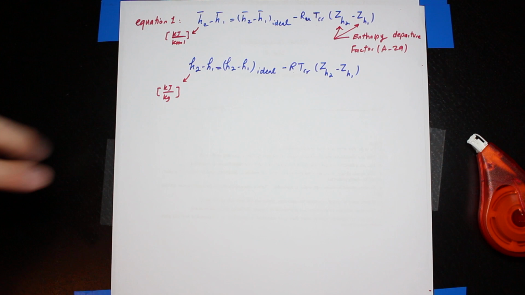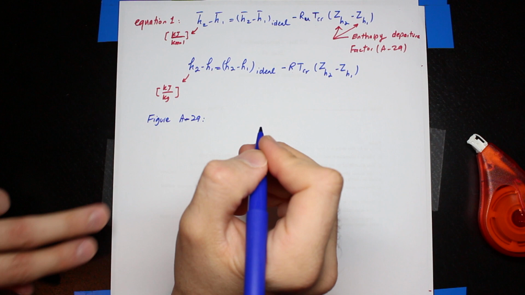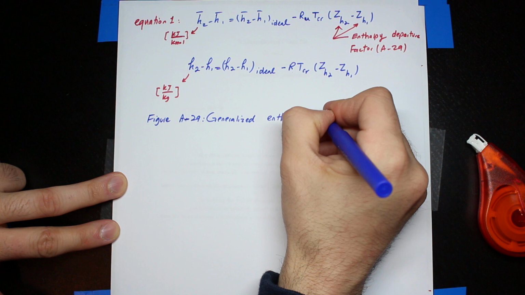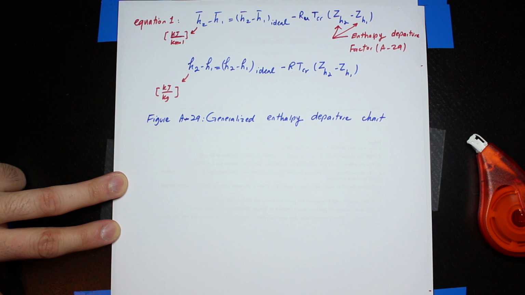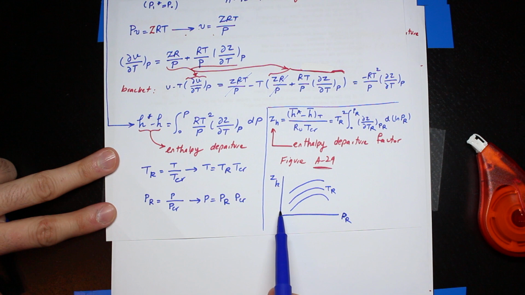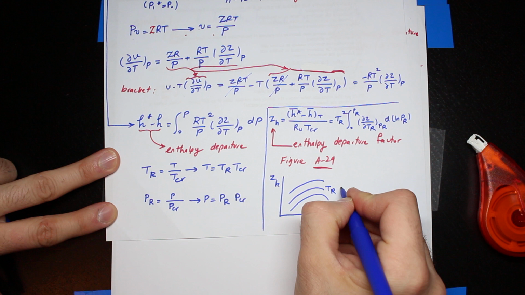So I will add the fact that figure A29 is the generalized enthalpy departure chart, and it basically looks like what I showed you earlier. So the one that I was trying to show you here is in fact A29. Well, you saw a better one, but this is the concept. The vertical axis is ZH and the horizontal axis is PR, the reduced pressure. So this reduced pressure is pressure divided by the critical pressure, and this is the reduced temperature, which is temperature divided by the critical temperature.